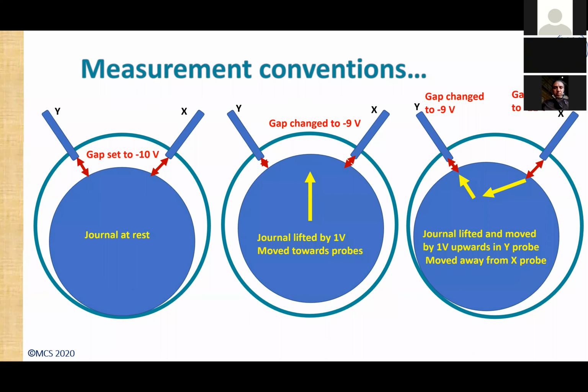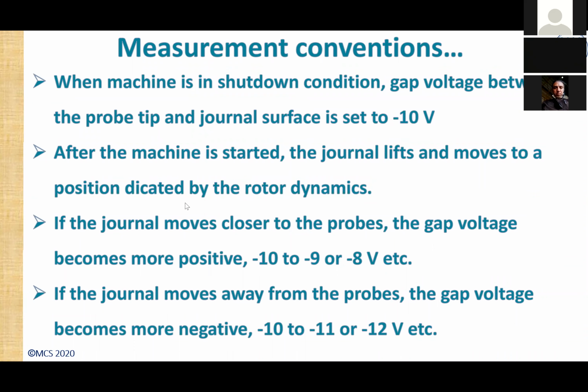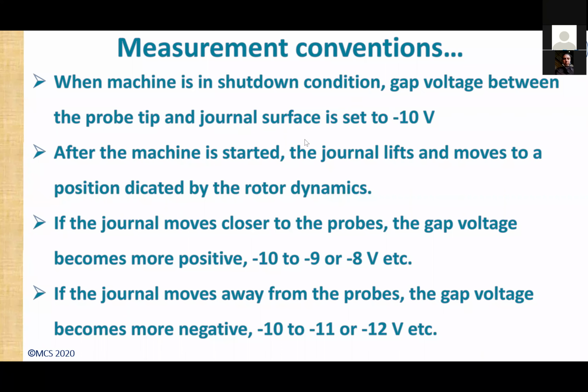Now let us look at some conventional measurements. When the machine is in shut down condition, the gap voltage between the probe tip and the journal surface is normally set to -10 volts. So when the probes are installed on the bearing and the shaft is at rest position, the probe tip is adjusted to a distance equal to a voltage of -10 volts. Normally this is the preferred number, but it can slightly vary, minus 9.5 or something like that. But ideally, it should be around -10 volts.